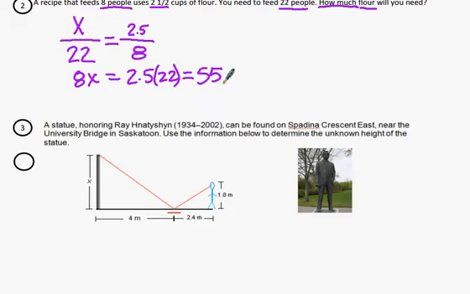And now I divide. If you cross multiply, you have to divide. The 8 divided by 8 turns into 1. 1 times x is just x. And 55 divided by 8: 6 times 8 would give me 48. That leaves 7. 7/8 is about 0.9. I'll say it's approximately 6.9.